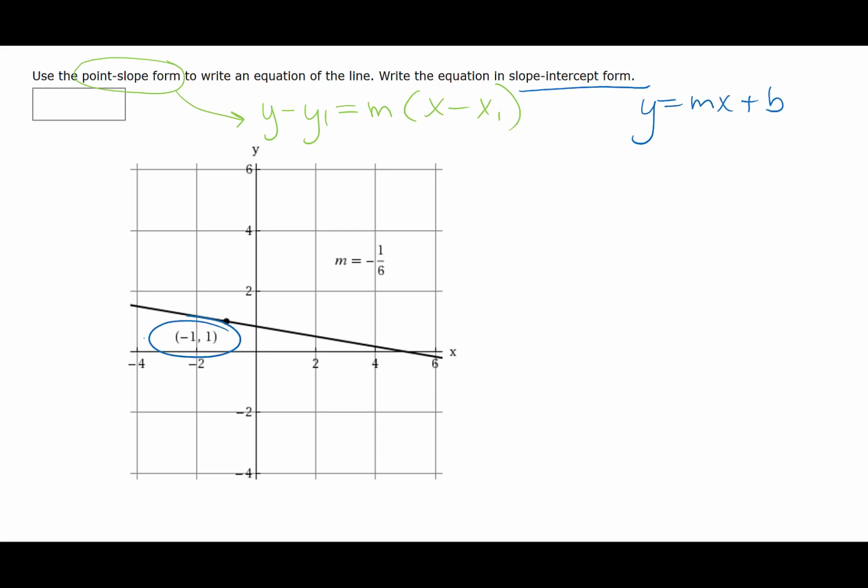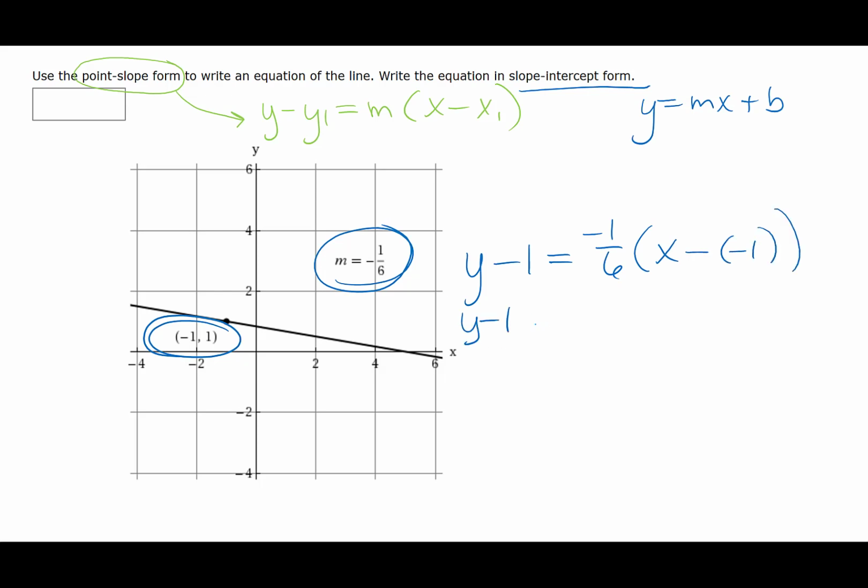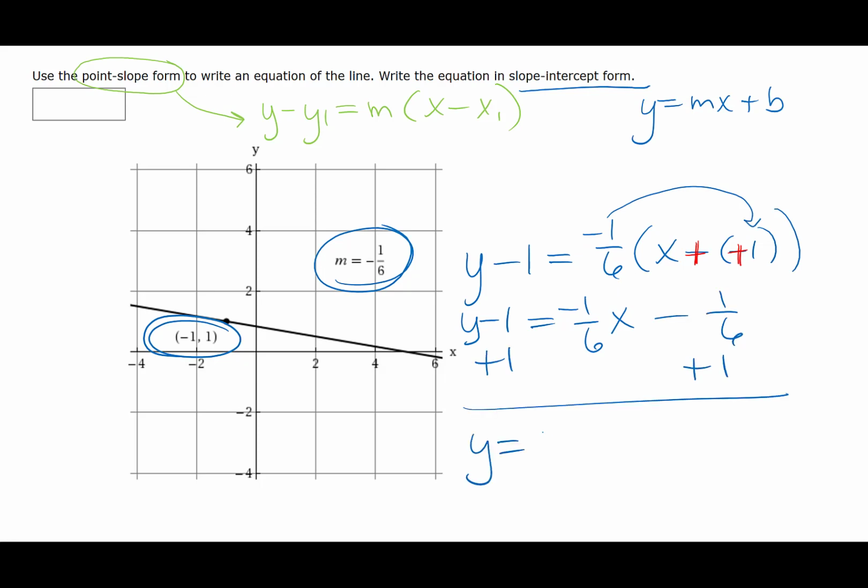This problem gives us the ordered pair negative 1, 1, and a slope of negative 1/6. So I'm going to plug these values into the point-slope form. y minus 1 equals negative 1/6 times x minus negative 1. To simplify that, I'll keep the y minus 1 equals negative 1/6 times x. This will be add the opposite, so this will really be x plus 1. When I distribute the negative 1/6 to a positive 1, it's negative 1/6. Now add 1 to both sides. y equals negative 1/6 x plus 5/6. And that's what you would type into your answer box.